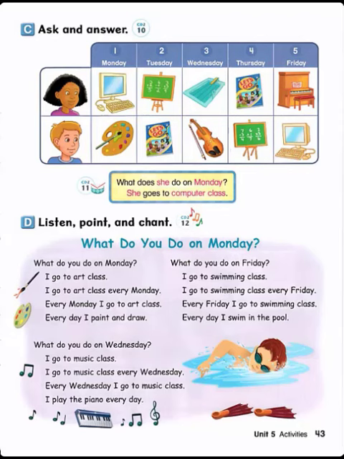Number 5. Friday. What does she do on Friday? She goes to music class. What does he do on Friday? He goes to computer class.